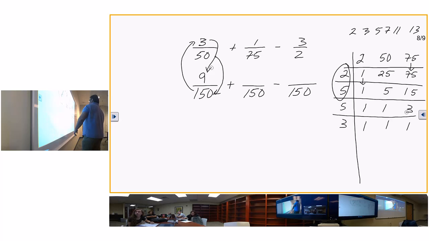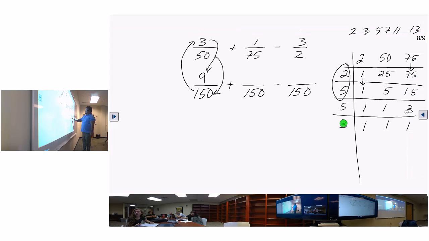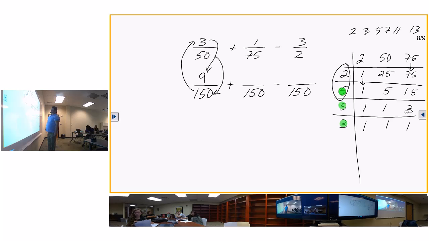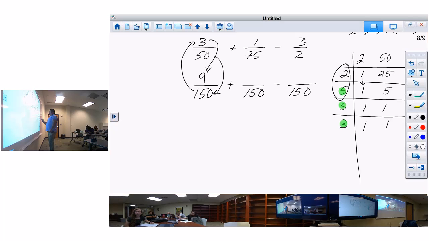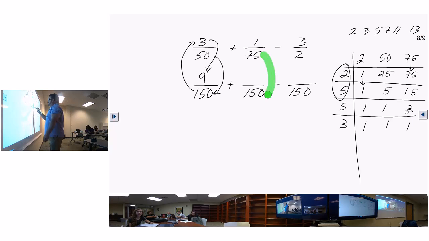So I'm going to go back over to my 75. How many times will 75 go into 150? Well, I don't know. So I take 75. 75 is 3 times 25. How many times? 2 times. Because 2 is the only thing left. So, 75 will go into 150 2 times.